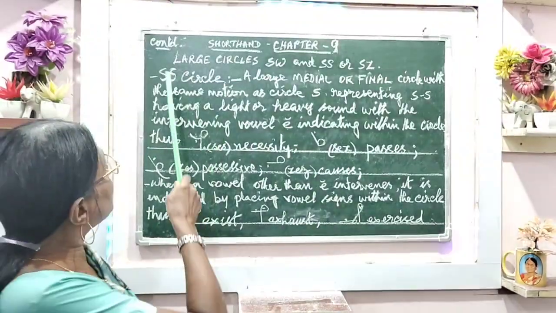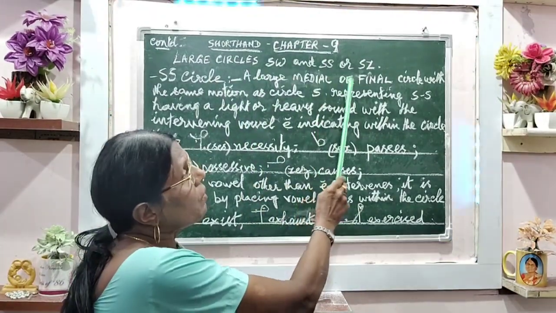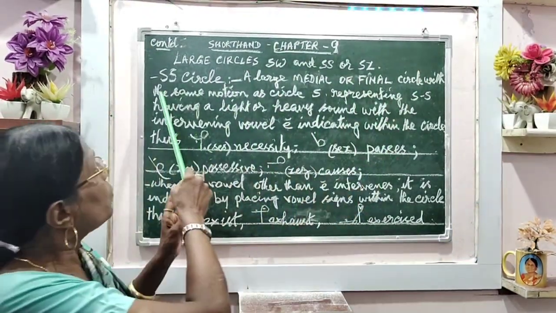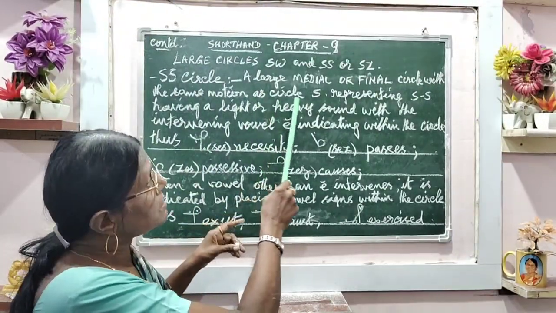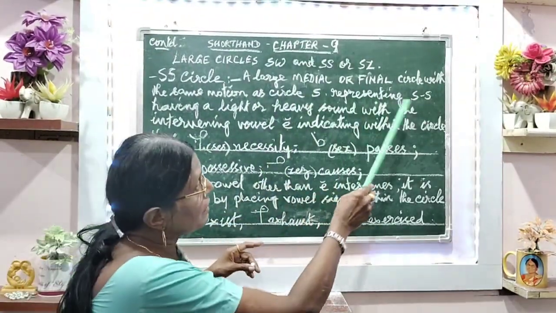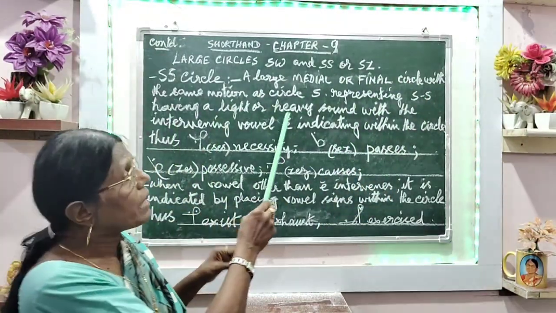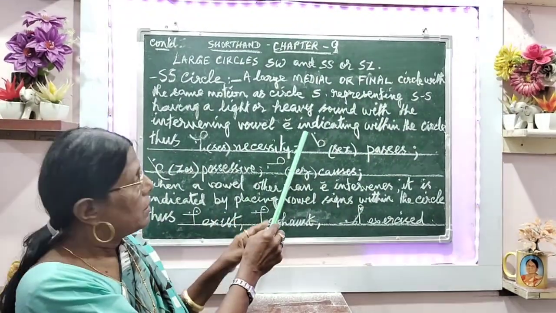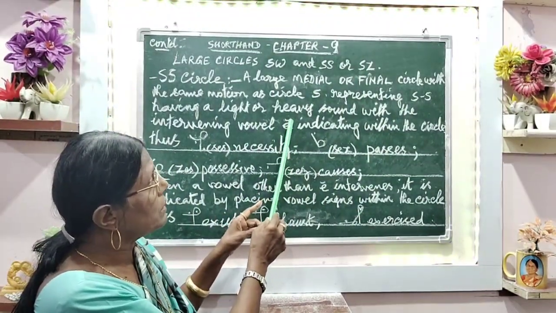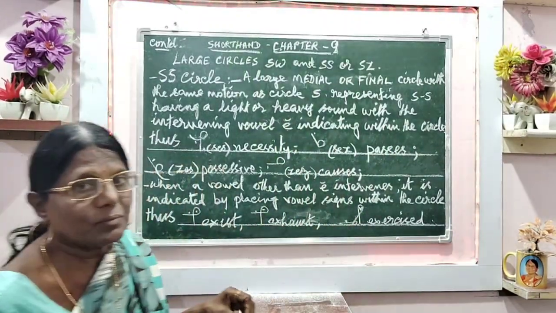Let us get to know the use of SS circle. A large medial or final circle with the same motion as circle S, representing SS, having a light or heavy sound with the intervening vowel. The intervening vowel sound is indicated within the circle.